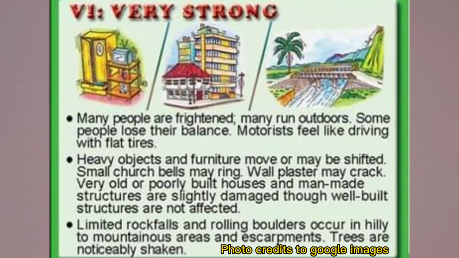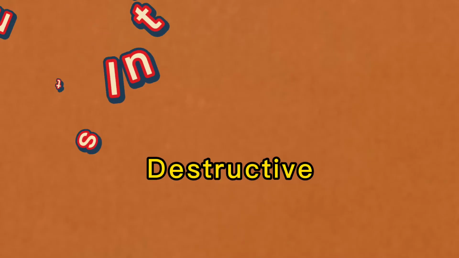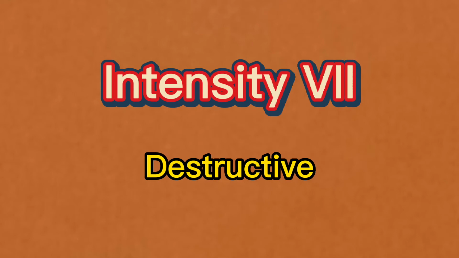Wall plaster may crack. Very old or poorly built houses and man-made structures are slightly damaged, though well-built structures are not affected. There are also limited rockfalls, and rolling boulders occur in hilly to mountainous areas and escarpments. Trees are noticeably shaken. Intensity 7. Destructive.